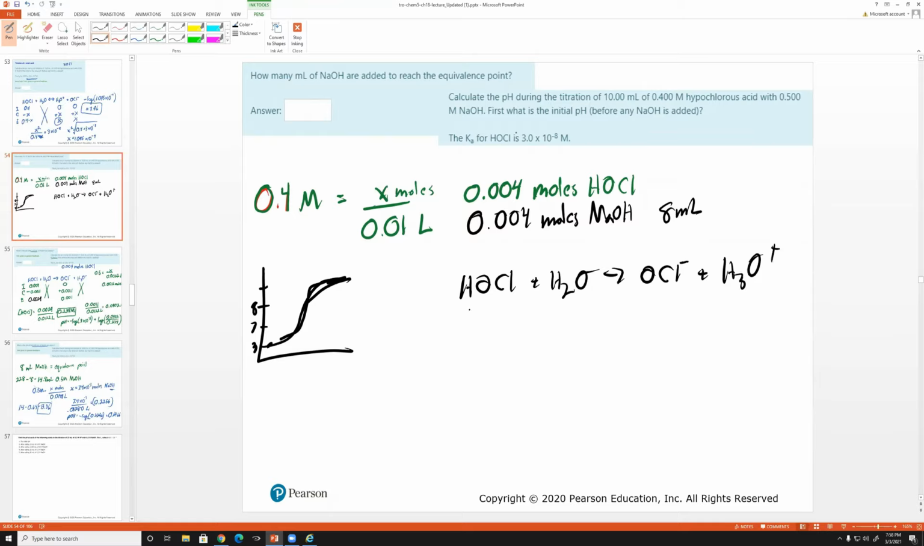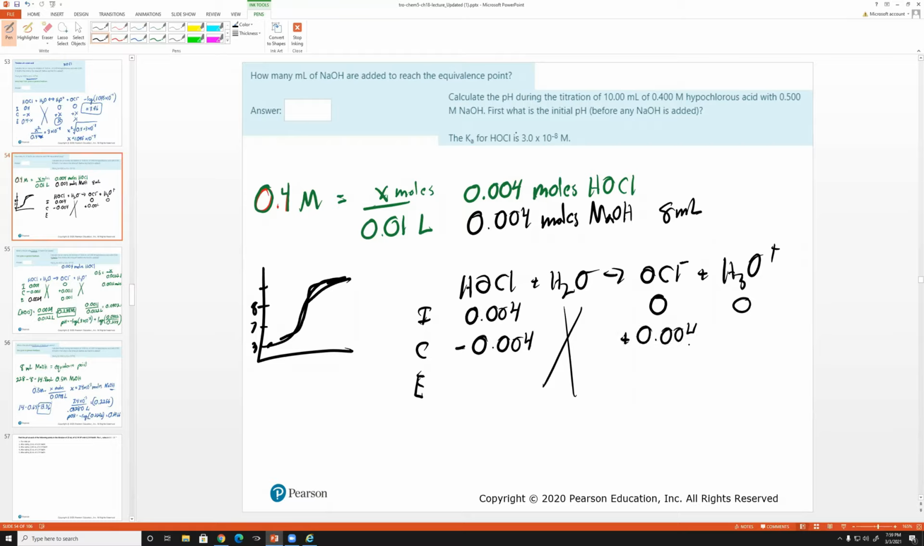All right, so our initial is 0.004, and our initial here is 0, initial here is 0. ICE. If we're neutralizing this completely and getting to the equivalence point, our change is minus 0.004. That means all of the weak acid becomes its conjugate base, in moles. Then this will be 0, and this will be 0.004.